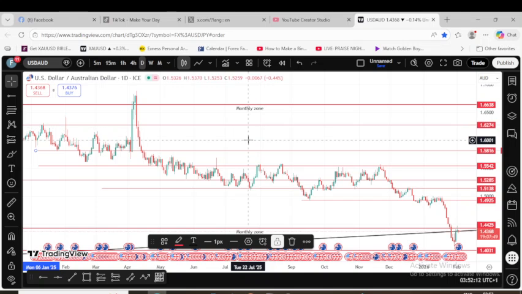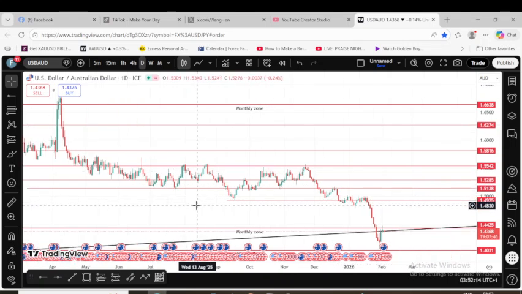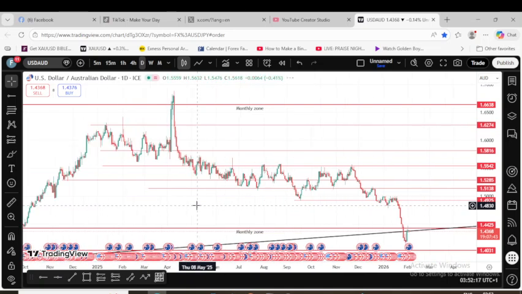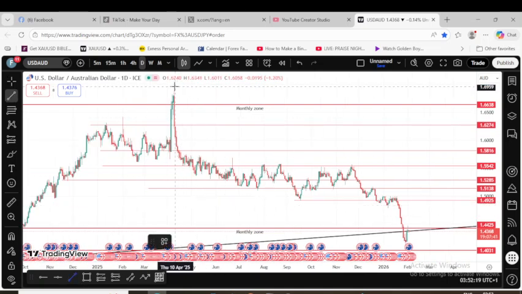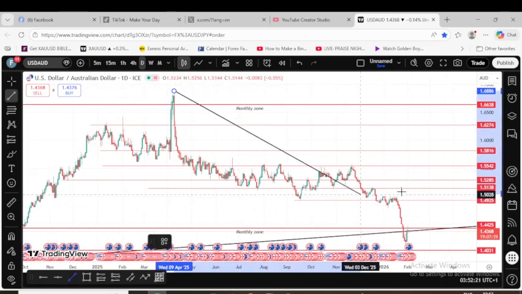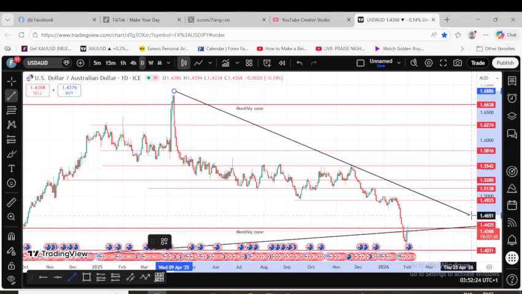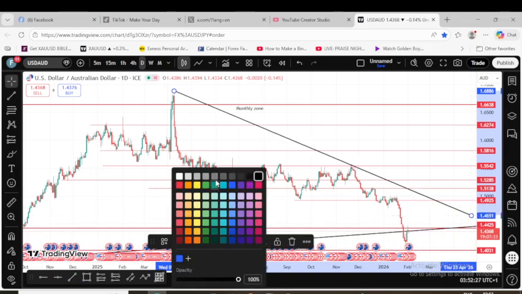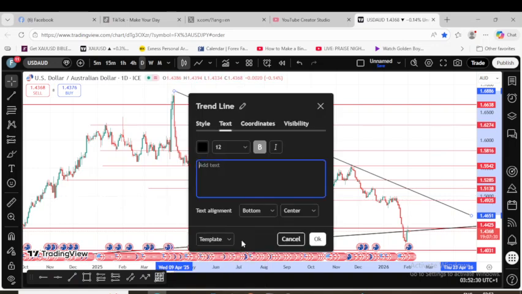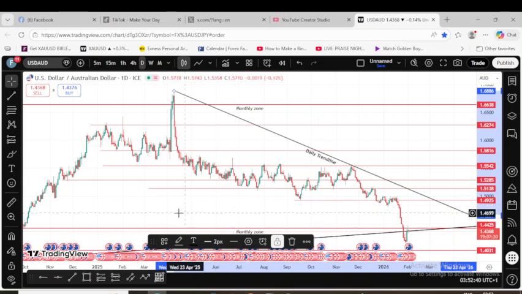So the next thing for me to do now is to draw a trend line. Off of the daily time frame, I can draw a trend line from here straight to about here. Let's change the color. So this will be our daily trend line. So now we've identified our monthly zones and our monthly trend line, our weekly zones and our weekly trend line, and even now our daily zones and our daily trend line.